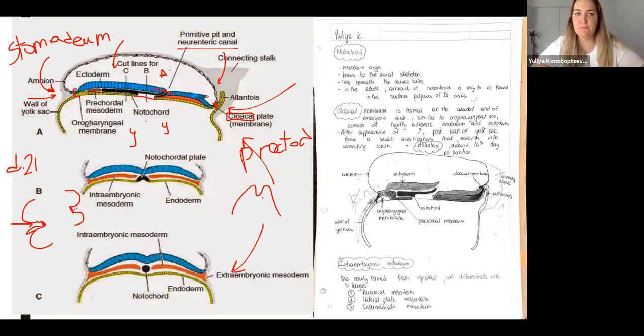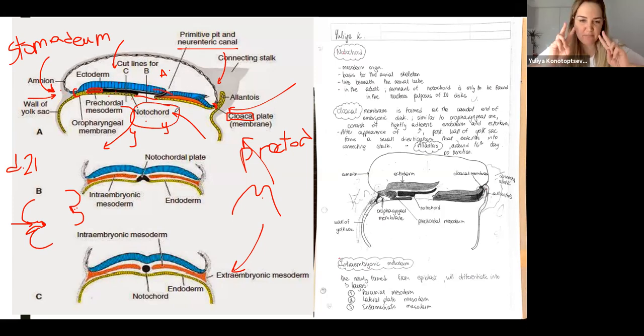Behind the oropharyngeal membrane, we have the precordial mesoderm. The precordial mesoderm will give rise to your forebrain. The forebrain is your cerebral hemispheres. So as you can see, in the embryo the brain is behind the mouth. Like this, this is the mouth, the brain is behind. Why is it called precordial mesoderm? Because it is anterior to some kind of cord. How do we call this cord? We call it notochord. This should be already ringing a bell.